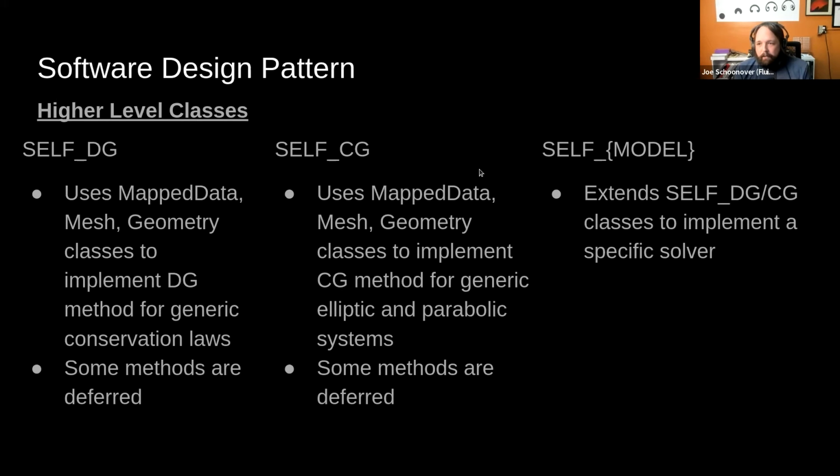And there are a handful of methods that are deferred. It's things that I just can't define until I actually know what that conservation law is, particularly like a Riemann solver, internal flux calculations, etc. We are also working on a continuous Galerkin solver to help folks who are doing elliptic and parabolic systems.